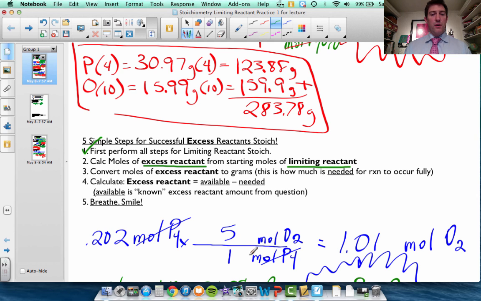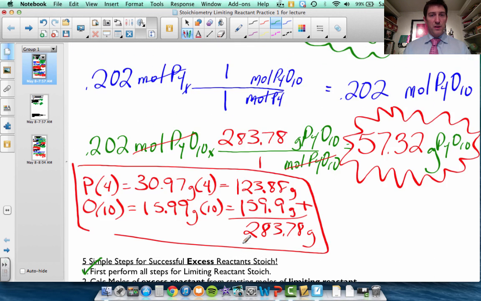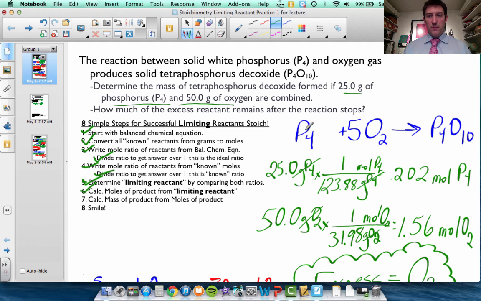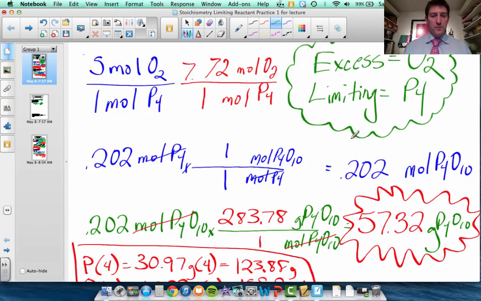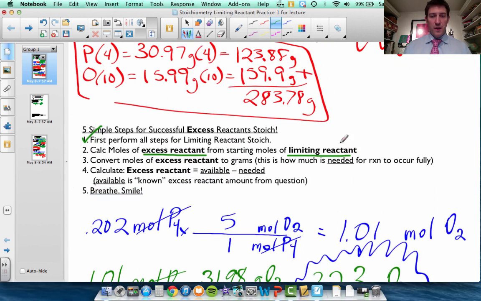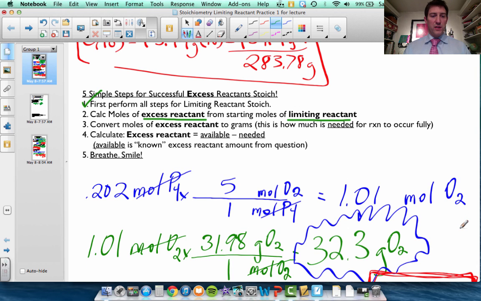Now where do I get the number for mole ratios? Back in my balanced chemical equation, which is why this is in blue. So I'm going to scroll up here to the top. Here's our balanced chemical equation. So that's where we got the numbers for our, there's the 5 right here. Let me come back down. So when we do the math on this, we get 1.01 moles of excess reactant. So 1.01 moles of oxygen gas.